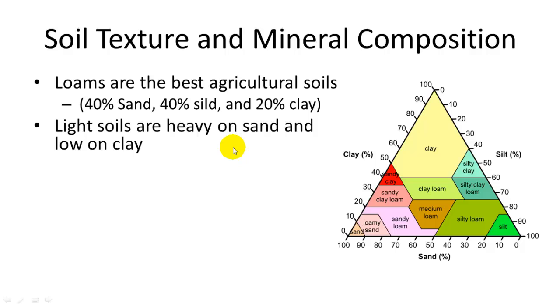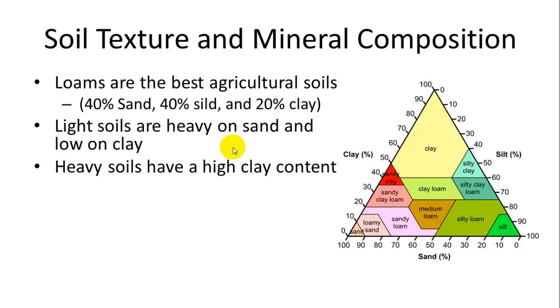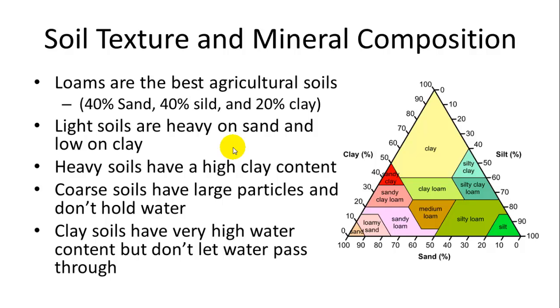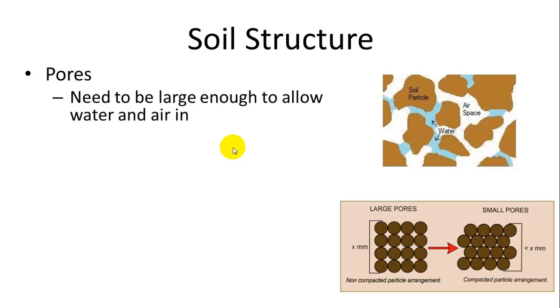Light soils are heavy on sand, which is the largest particles, and they're low on clay. Heavy soils have a lot of clay. They're very densely packed in. And then coarse soils have large particles that don't hold water, which isn't good. Clay soils have very high water content, but that water doesn't pass through, which also isn't good.